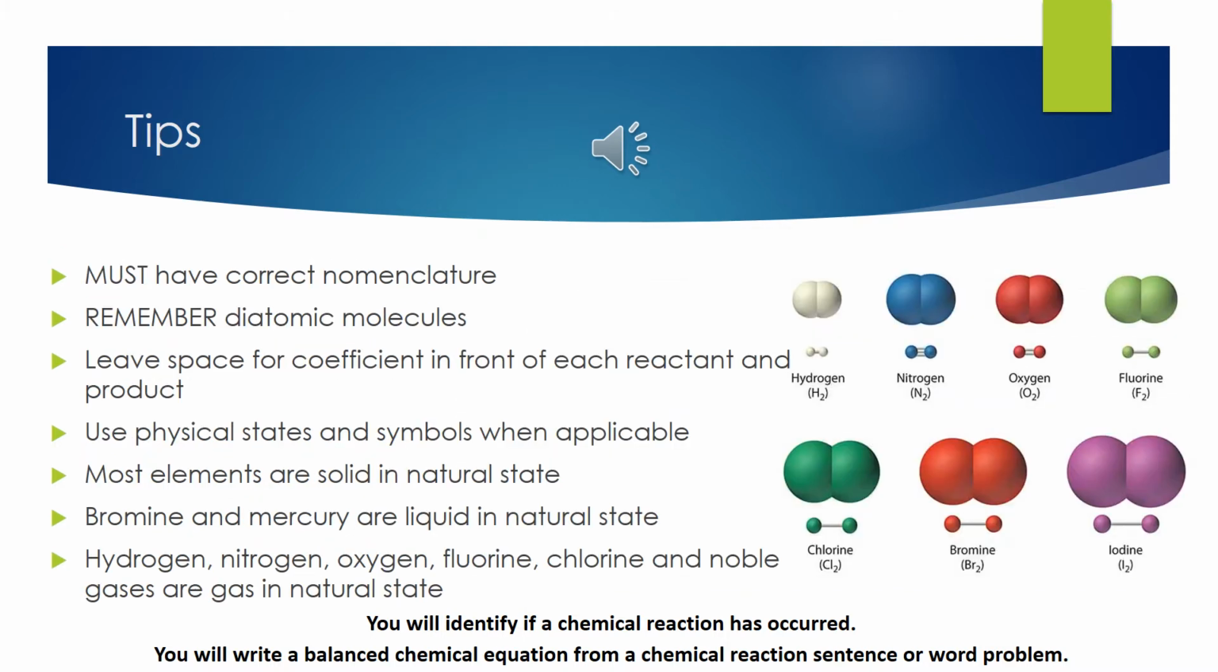The tips to be able to write a balanced chemical equation: you must have correct nomenclature, remember diatomic molecules, leave space for a coefficient in front of each reactant and product, and use physical states and symbols when applicable. Most elements are solid in their natural state. Bromine and mercury are liquid in their natural state. Hydrogen, nitrogen, oxygen, fluorine, chlorine, and noble gases are gas in their natural state.